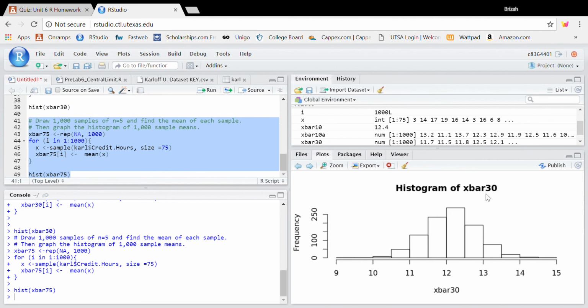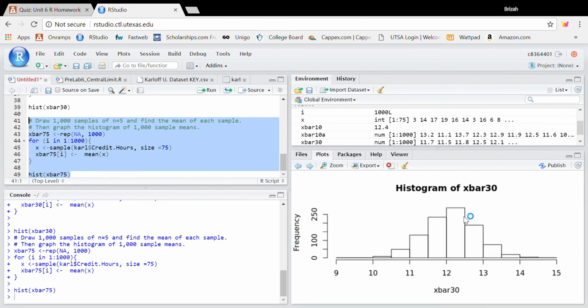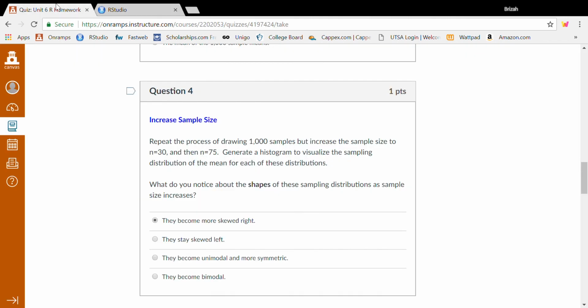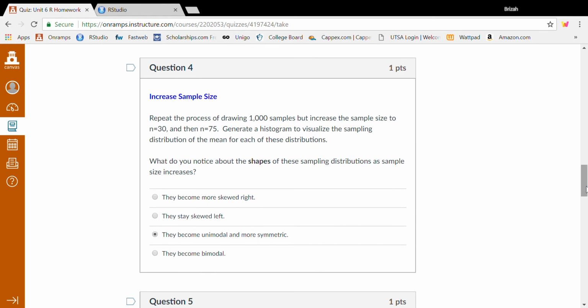Look at the histogram for X bar 30 and X bar 75. X bar 30 has a smaller sample size than X bar 75, and it's unimodal and symmetric. Now, if we look at X bar 75, it is the same, but larger, and more unimodal and symmetric. And so the answer would be unimodal and symmetric. Okay, and that is it.